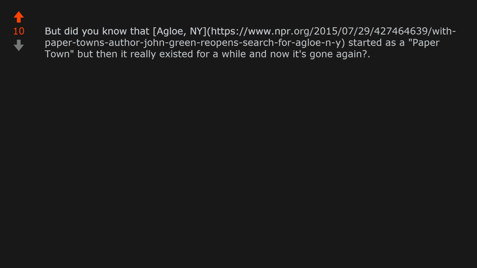But did you know that Aglow, New York, started as a paper town but then it really existed for a while and now it's gone again. The term is called paper towns, which is the basis for the book with the same name by John Green.